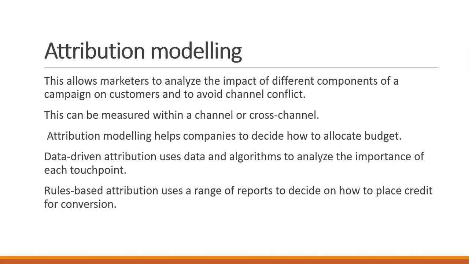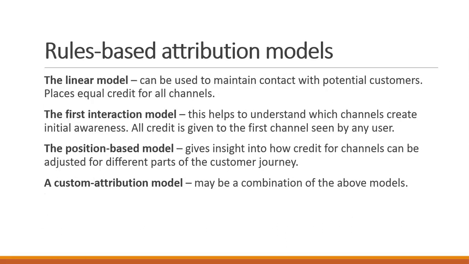Where rules-based attribution tries to determine credit for conversion. So if you have a customer who follows you on Facebook and follows you on Instagram and has been to your website, rules-based attribution modeling tries to determine where that conversion came from. Was it from the website visit? Was it from Facebook? Or was it from Instagram? Okay, so there are different kinds of rules-based attribution models.